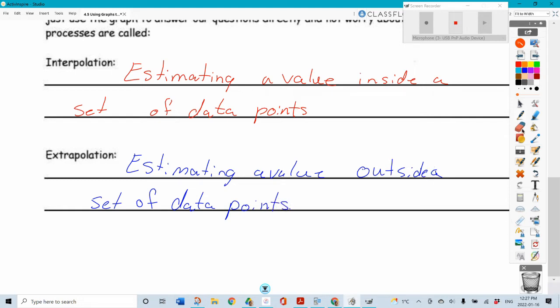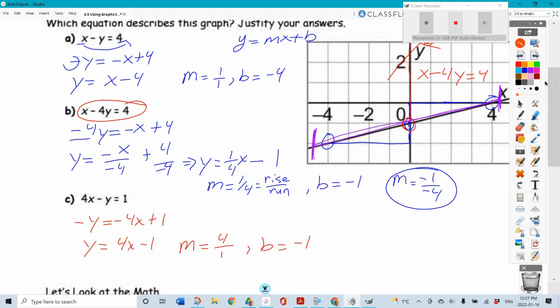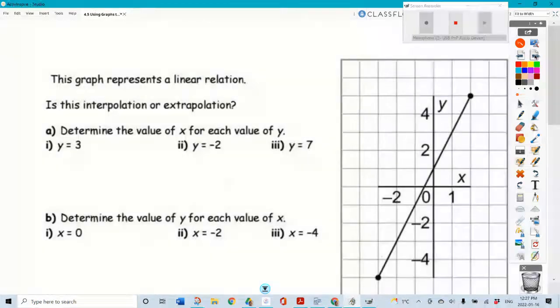So if I'm thinking about this, I'm going to clean that up a little bit just because I want to. That means that if my graph was big enough up here, I could actually look beyond the points that I already know. So let's take a look at the next page and see what this is going to look like.